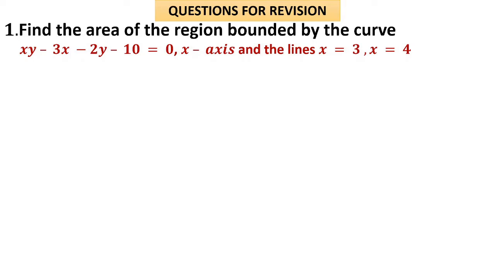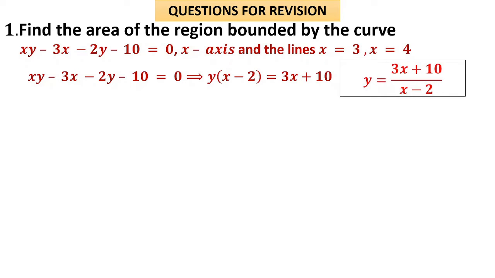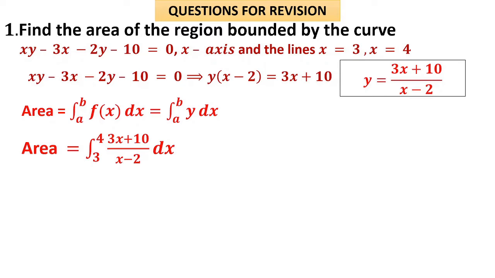Let us now go to some questions where the function is given, the x-axis is mentioned, and the lines are given. Now the given equation is like this, but I want y, therefore I have taken y outside from the terms xy and 2y. It will be y into (x minus 2), and pushing everything to the right-hand side, it is 3x plus 10. So y is (3x plus 10) by (x minus 2). Now by the formula, it is very clear that the area is the integral from a to b of f of x dx, which is the integral from a to b of y dx. Here x is 3 and x is 4, therefore from 3 to 4.